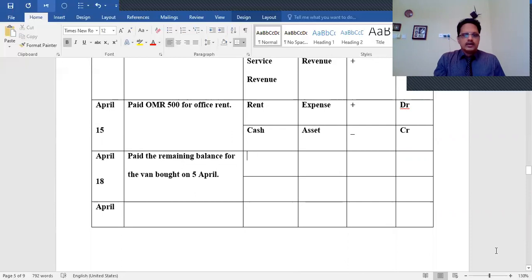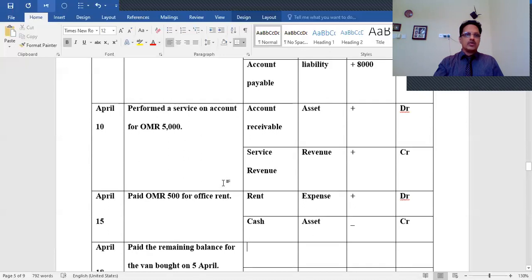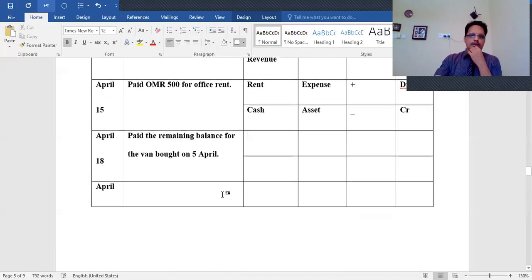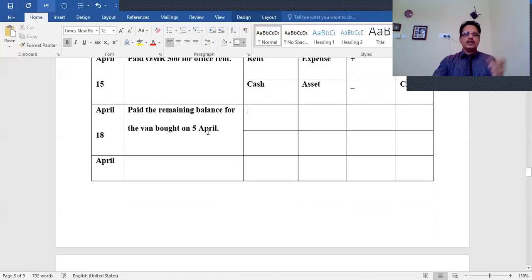Then another: paid remaining balance for the van bought on 5th April. In this question, on 5th April you bought the van and you paid 12,000. The amount is not given here, so you have to check the account on 5th April. 20,000 you bought a van and 12,000 you paid. Now 8,000 you have to pay. So the remaining balance you paid, the amount will be 8,000.